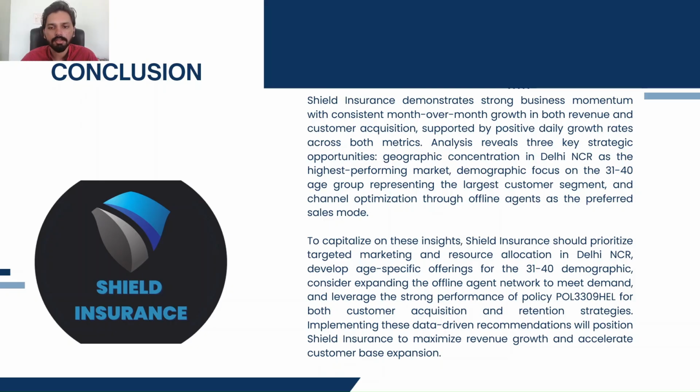Shield Insurance should now prioritize targeted marketing and resource allocation in the Delhi NCR region and develop specific age-specific offerings for the 30 to 40 demographic. Also considering expanding the offline agent network to meet demand based on certain peak periods like March, and also leveraging strong performance of policies like policy ID 3309 for both customer acquisition and improving retention strategies. By implementing all these data-driven recommendations, it will position Shield Insurance to maximize its revenue growth and also accelerate customer base expansion.